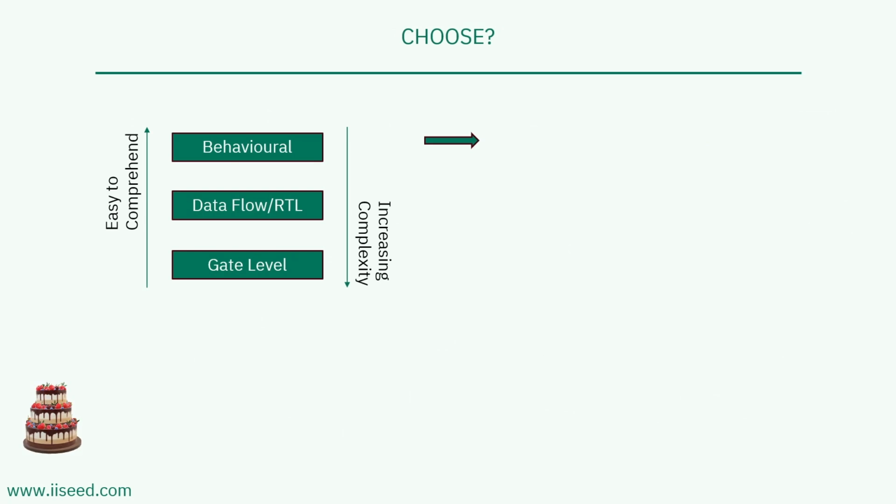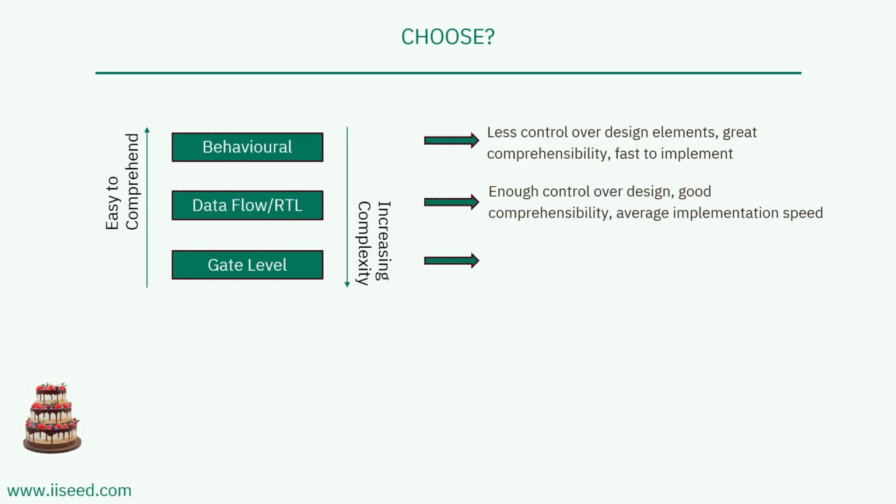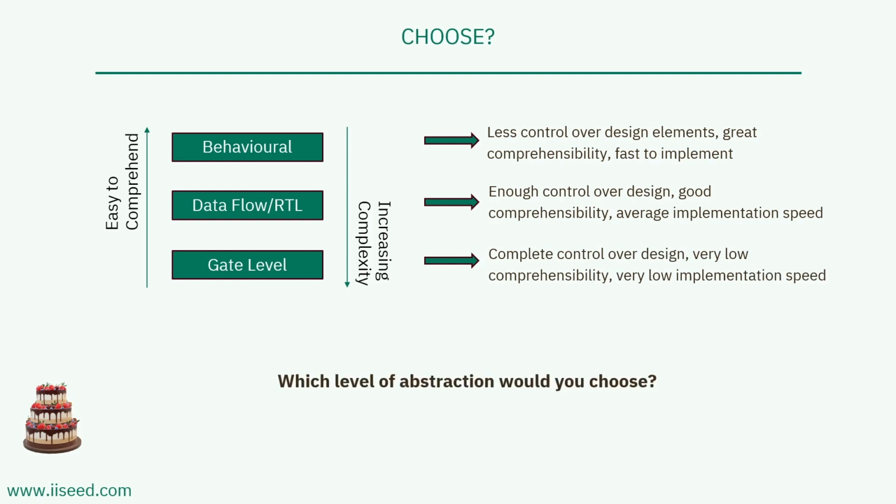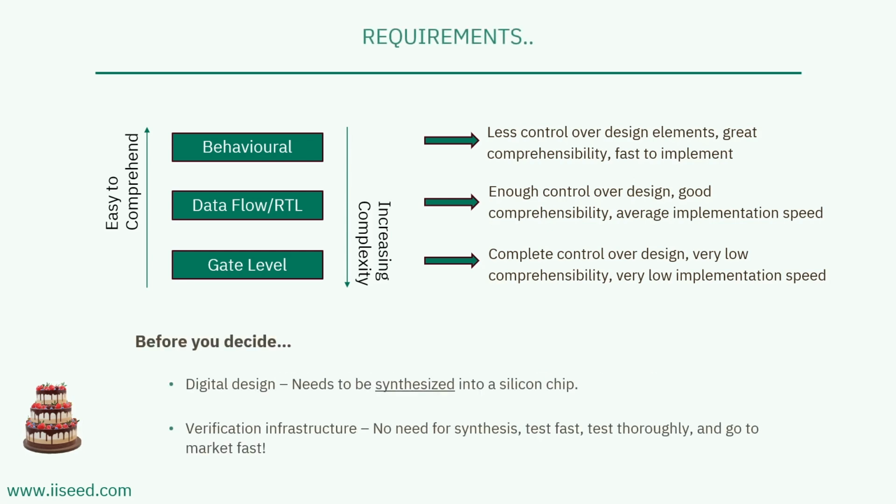Now that the concept is much clearer to you, if you'd have to choose between each of these, which level of abstraction would you choose for designing a microchip? Before you choose, here is a hint. It is essential that the digital circuit realization be in a synthesizable format. The verification infrastructure, however, need not be synthesizable, but should be faster to implement. So now, what would you choose?